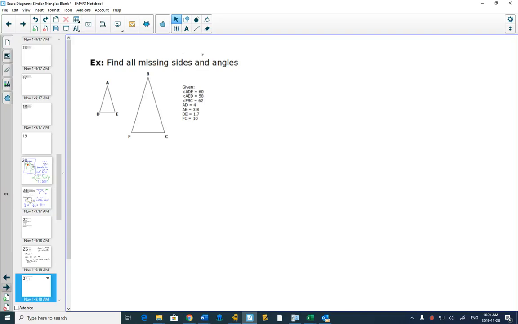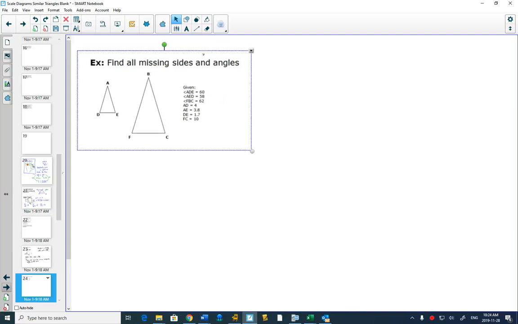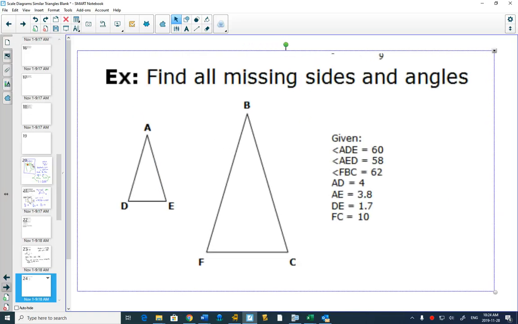Ooh, I like this. Sorry, I'll make this bigger so we can see it better. Ooh, I just made similar triangles as I made it bigger.